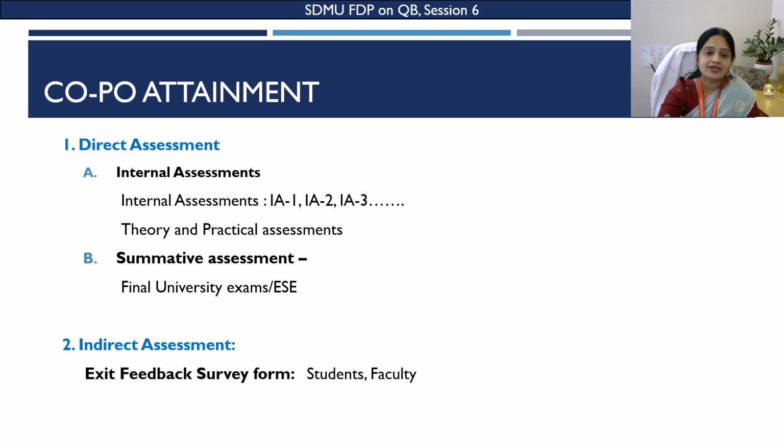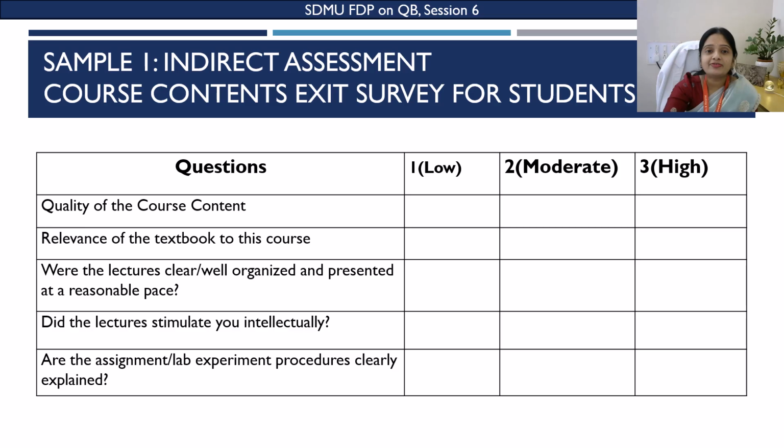Indirect assessment is usually done by using various exit feedback survey forms from various stakeholders like students or faculties. First, I will finish the indirect assessment. Here we are showing you a few samples of how we can collect feedback from various stakeholders like students. This is from the students. So we can collect this kind of feedback, where we can use various questionnaires, in terms of low, moderate or high level. This is one example; similar kinds of questionnaires can be used.